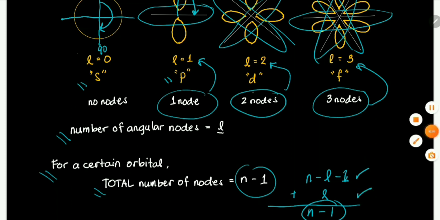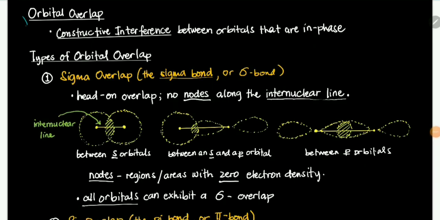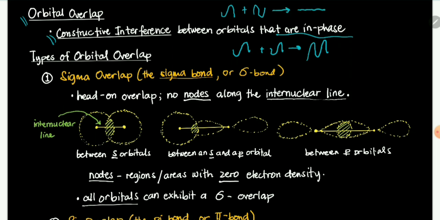Okay? So now let's proceed to orbital overlap. So kapag may orbital overlap, ibig sabihin nun, meron tayong constructive interference between orbitals that are in phase. So constructive interference, ibig sabihin nun, yung mga wave functions natin ay nag-a-add. Okay? So nag-i-increase yung kanilang amplitudes. Okay? Kapag naman destructive interference, halimbawa ganito, nagka-cancel naman yung kanilang wave functions. So nawawala yung amplitude, nagiging 0.